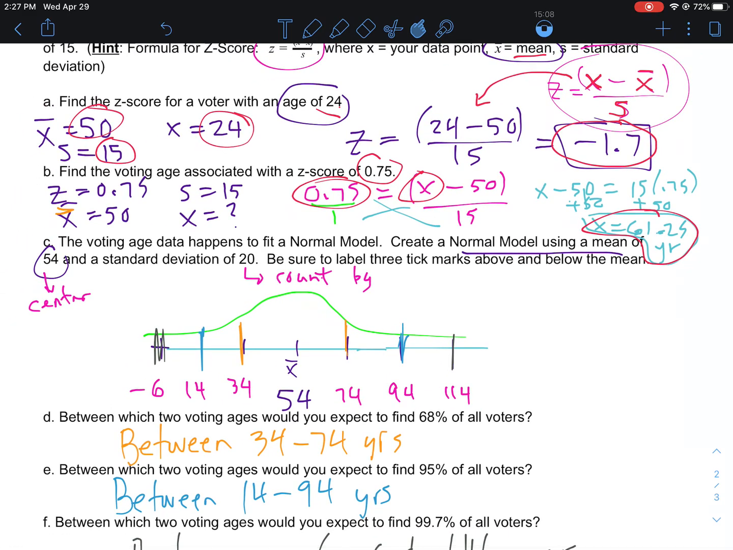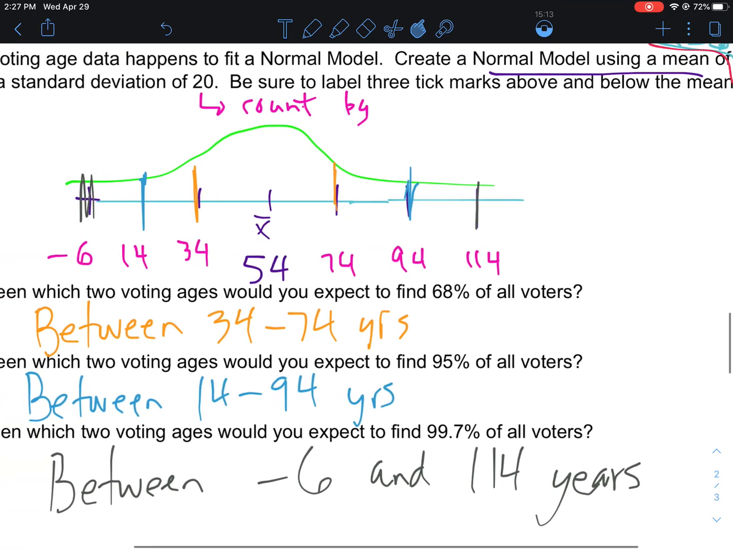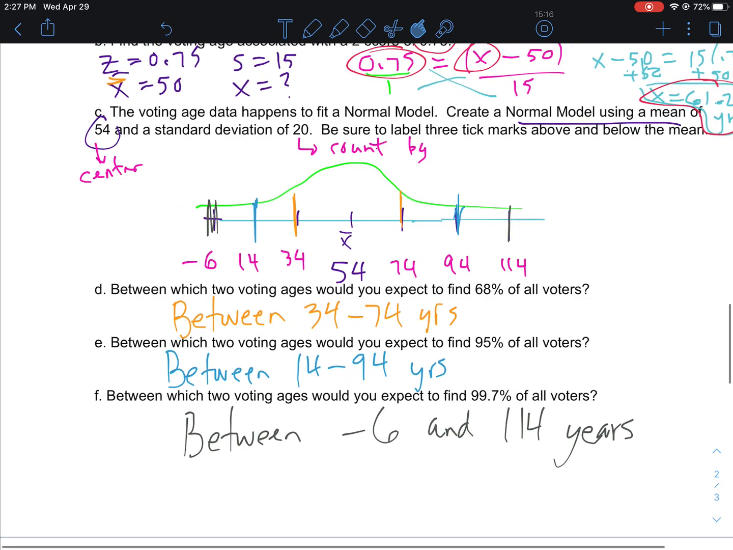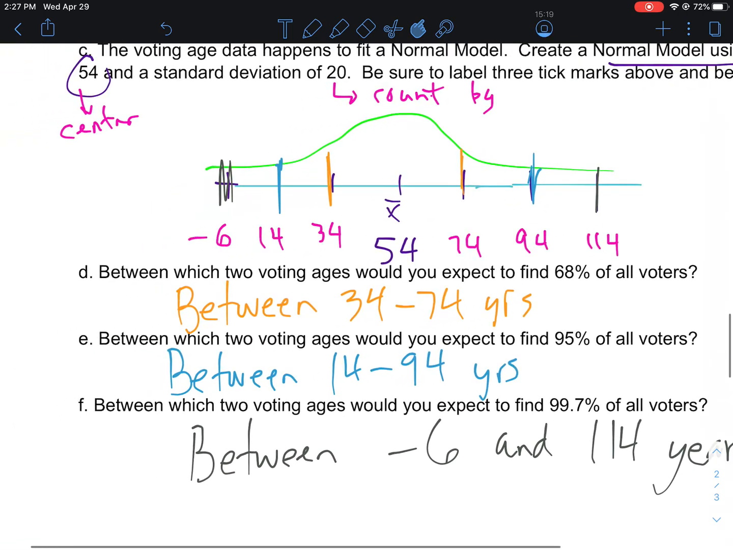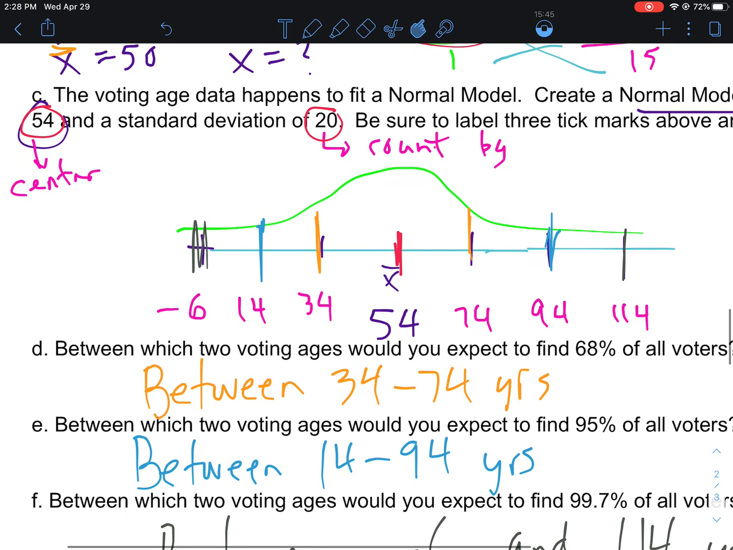Now, again, there's a lot more we could say about this, but what we basically learned in class was if that's confusing you, you can make what's called a normal model. So, a normal model, everyone, would be as follows. So let's say you're told the average age is actually 54 and the standard deviation is 20. What that means is you'd put the average smack dab in the middle and you would count by standard deviations. So I'm counting by 20 as I move to the right, or I'm subtracting 20 as I move to the left.